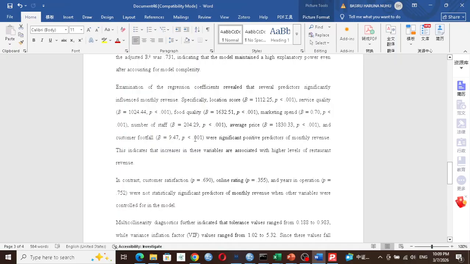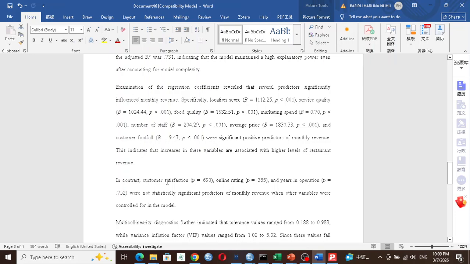So up to customer footfall were significantly positive predictors of monthly revenue. This indicates that increases in these variables are associated with higher levels of restaurant revenue. So each and every one of them has high influence on the monthly revenue.